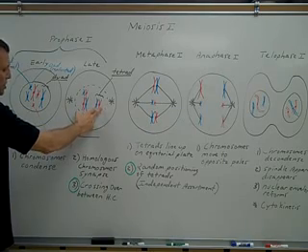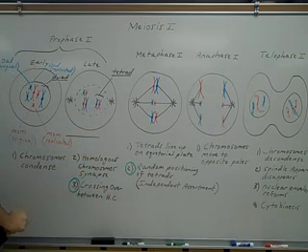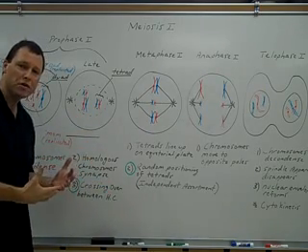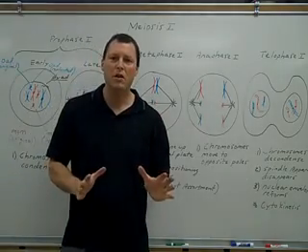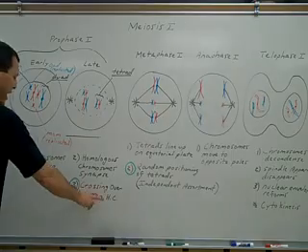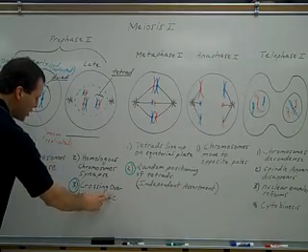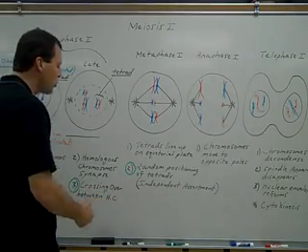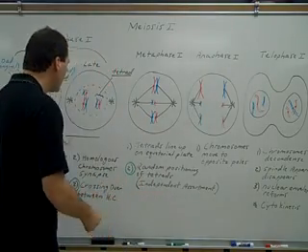After that occurs, something interesting is going to occur. This is where we're going to increase genetic diversity. And remember, that's the point of meiosis, is to increase genetic diversity. And something called crossing over between homologous chromosomes is going to occur.